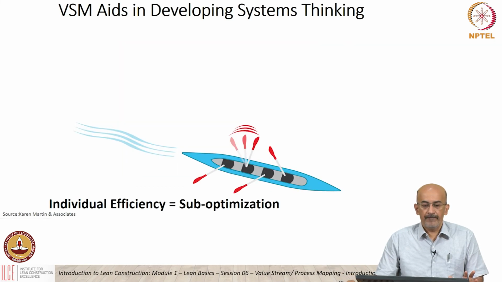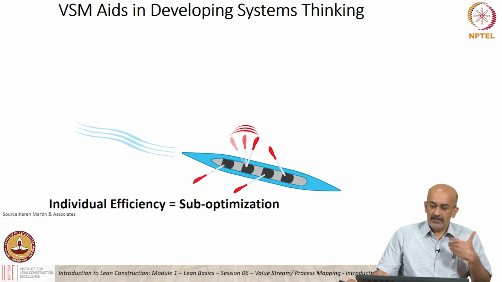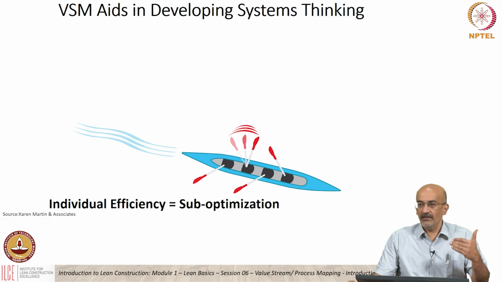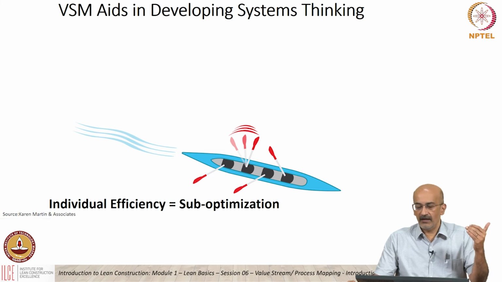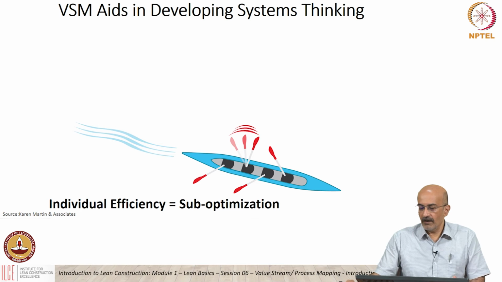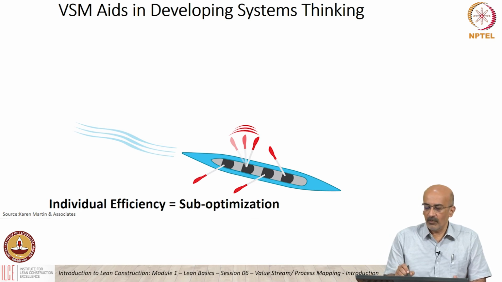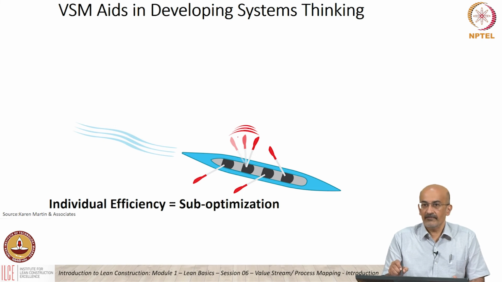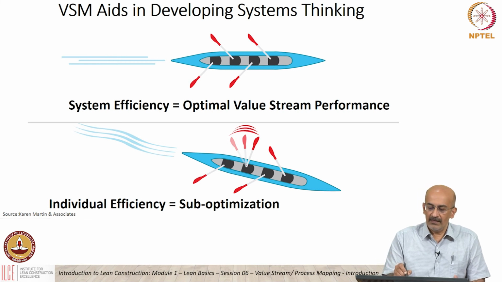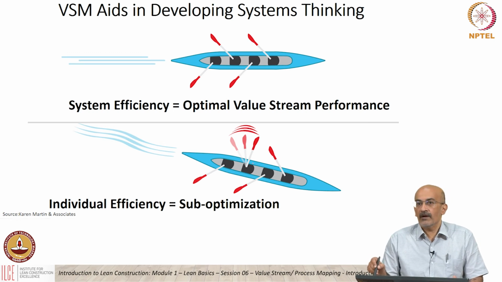Now, just continuing, because this is important, there are two levels of VSM usage, or two levels in which flow and value can be viewed. If we look at it at an individual level, you can see this is a boat where one oarsman is optimized and doing fast. It doesn't help because everybody needs to do this in a coordinated way. So optimizing a single process will not help the overall objectives.